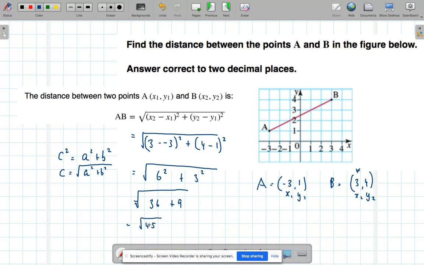Okay, so just get my calculator out and quickly work out the square root of 45, maybe to a couple of decimal places. Just bear with me for a moment. Square root of 45, so it's going to be 6.71. So there we go, that's the distance between A and B. Let's do another question.